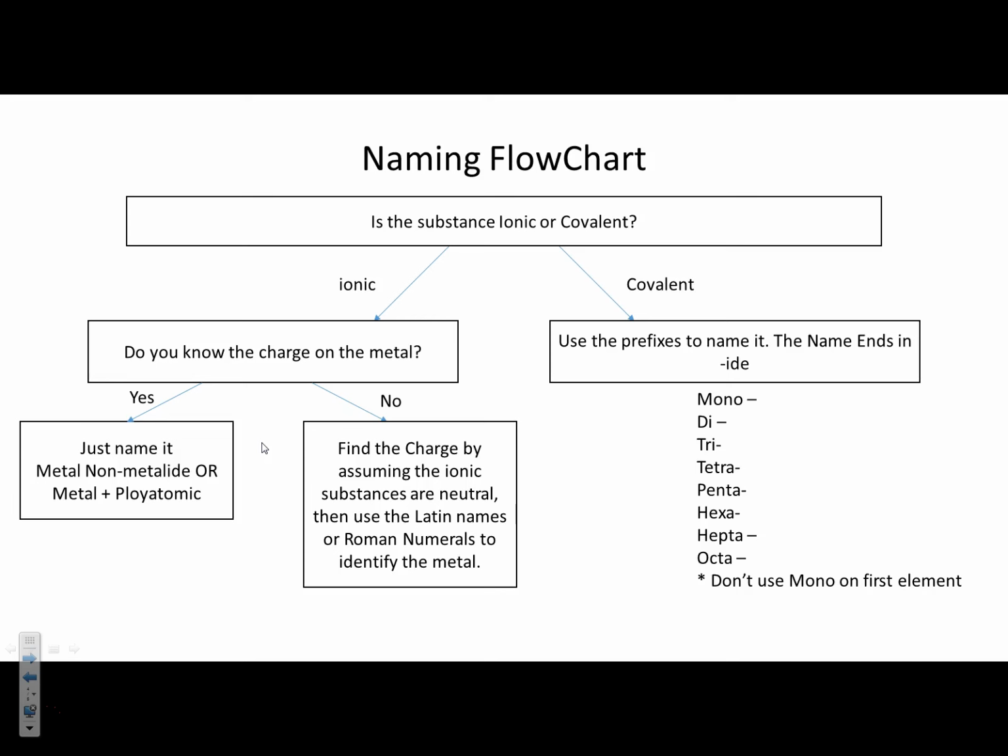Now, on the other side, if we've got two nonmetals, if you determine it's covalent, then you just have to use the prefixes. You're going to have to memorize those prefixes if you don't have them down: mono, di, tri, tetra, penta, hexa, hepta, and octa. You don't use the mono prefix if you're talking about the first element in the substance. You would use mono if there was only one of the second element in the substance. And then the name is always going to end in "ide." So, for instance, hydrogen phosphide or oxygen sulfide or something like that. It all depends on what you've got there.